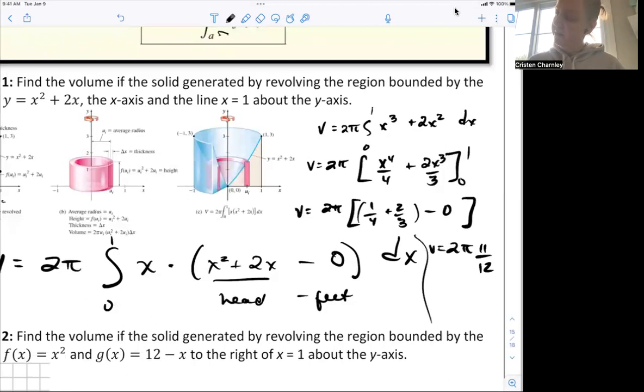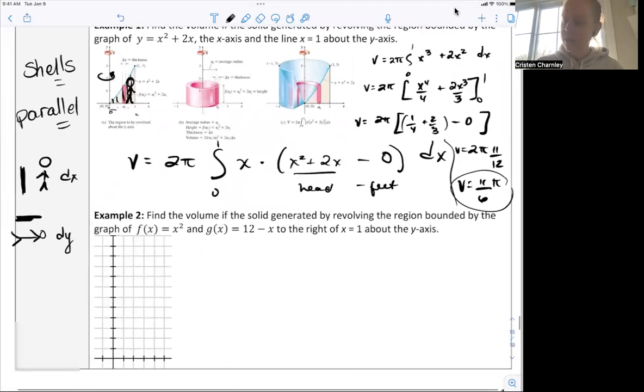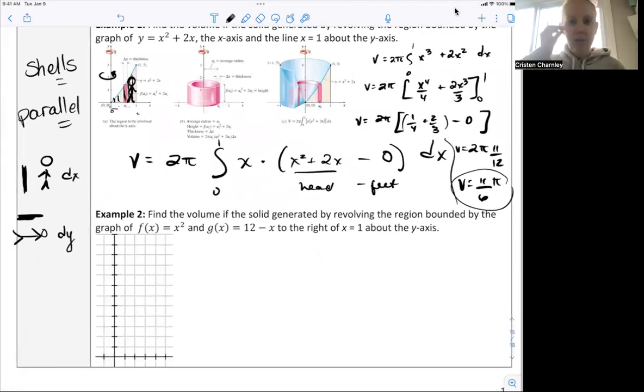And what do we have here? Let's reduce: 11 over 6 pi. If you get something different, let me know. But that's what I have for the volume. Good. Truthfully, you all can use Math 9 very, very well. What you need a little help with, or what I'm teaching you, is how to set up the integral. That's the new part for today.